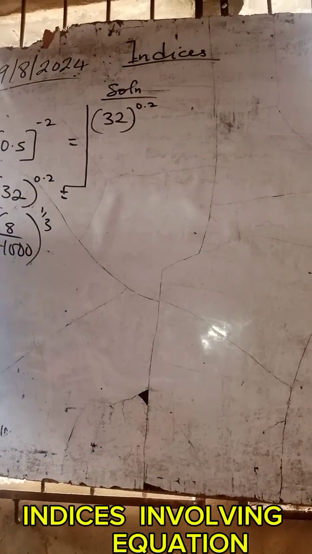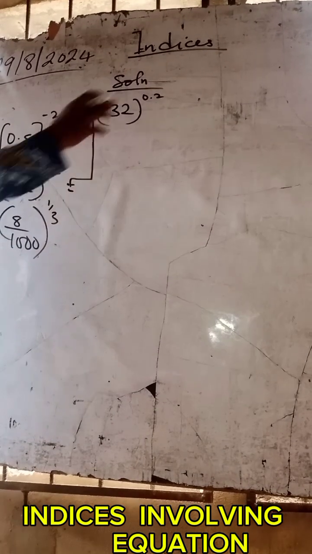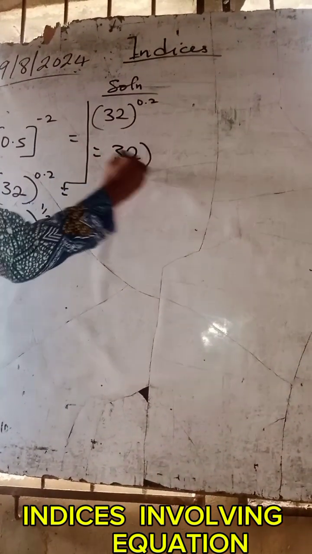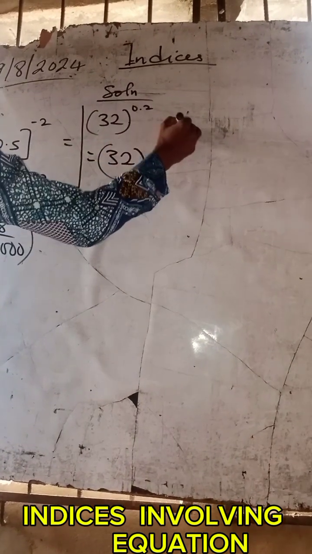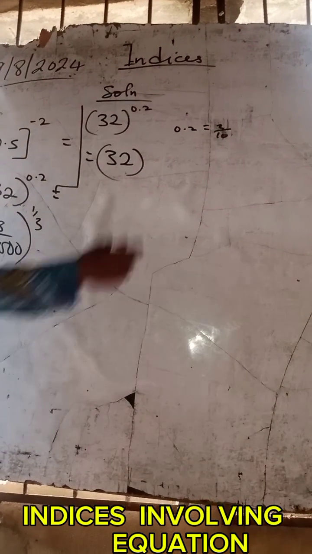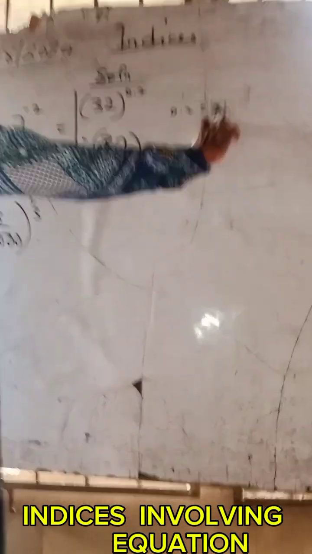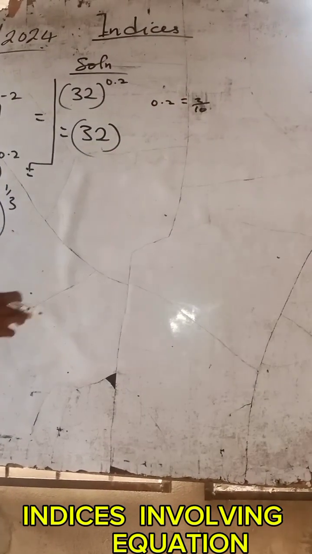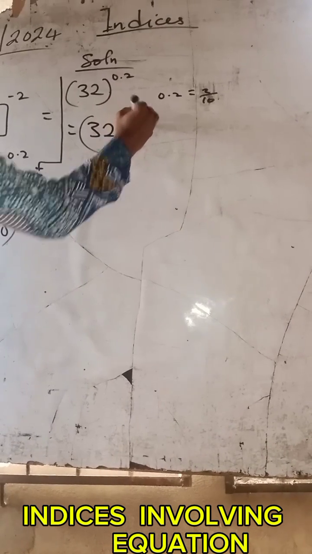First of all, when you see decimal values in indices, you first turn them to fractions. And how do I quickly turn this to a fraction? From what we said before, 0.2 in fraction form is simply 2 over 10. Remember, I don't need to break it down. I told you it's the digit immediately after the decimal point, which is just this 2, over 10. So 0.2 is equivalent to 2 over 10 in fraction. So this is going to be 2 over 10.